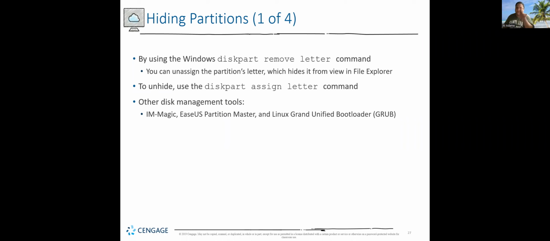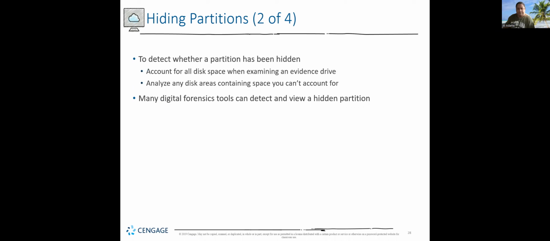Because what if you hide your C drive? You're boned. Just don't. Don't say I told you to do it. Other partition management tools are iMagic, Easy Use Partition Master, and Linux Grand Unifier Bootloader, GRUB. Yeah, iMagic's still around. Easy Use Partition is more common. I think even Cronus has one now, I just don't remember the name.